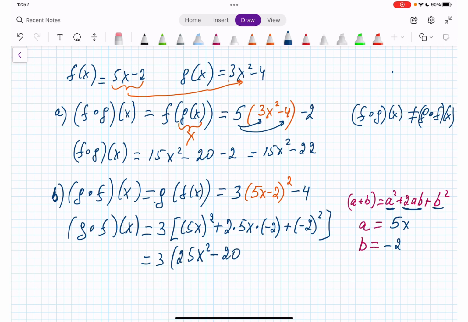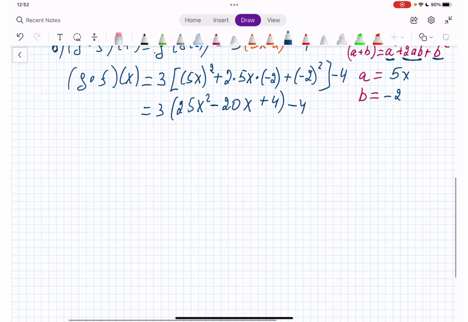Why minus? Because we multiply by negative 2, right? 2 times 5x times negative 2, negative 20x. And negative 2 squared is 4. Okay, and minus 4. Oops, here I forgot minus 4. All right.